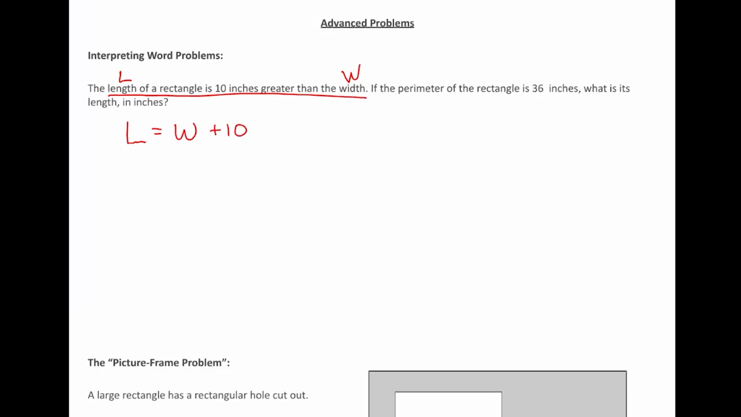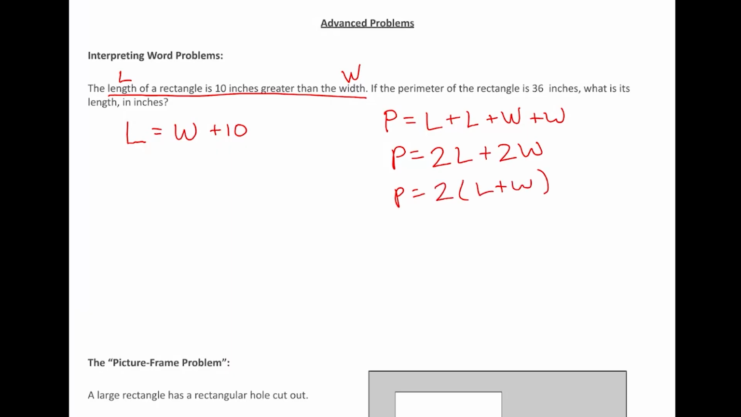It says if the perimeter of the rectangle is 36 inches, what is the length in inches? So the length is 10 more than the width. Perimeter is all the side lengths added up, right? It's 2 lengths plus the 2 W's, which we can simplify as 2 lengths plus 2W. And you can also write this as just 2 times L plus W. All three of these equations are the same. So you can take your pick on which one you like best. But for whichever one you pick, we're looking to solve for the length.